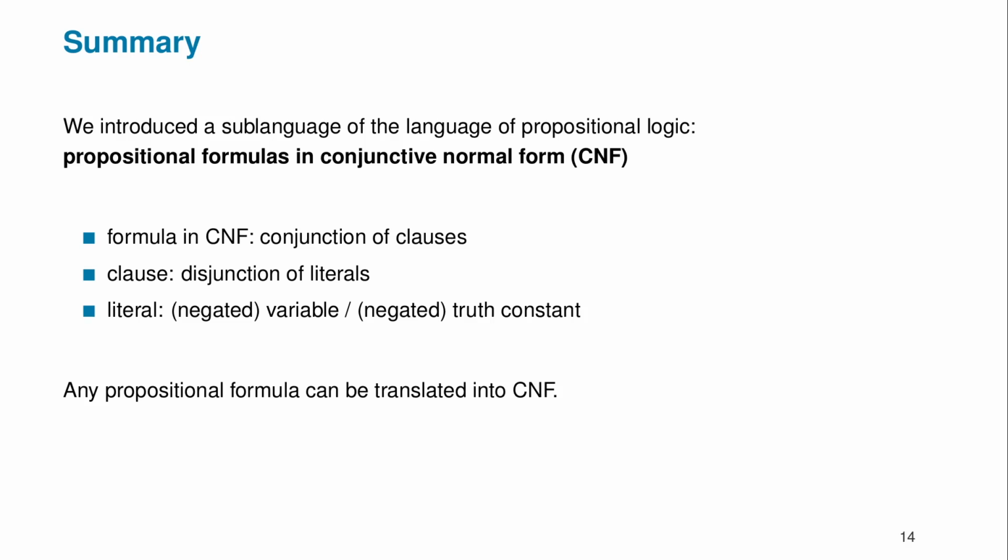Okay, let's sum up the syntax. We introduced a sublanguage of propositional logic, which is called propositional formulas in conjunctive normal form. We have formulas that are a conjunction of clauses. A clause is a disjunction of literals. A literal is a variable or a truth constant, or a negated variable or a negated truth constant. And important, any formula can be translated into CNF.